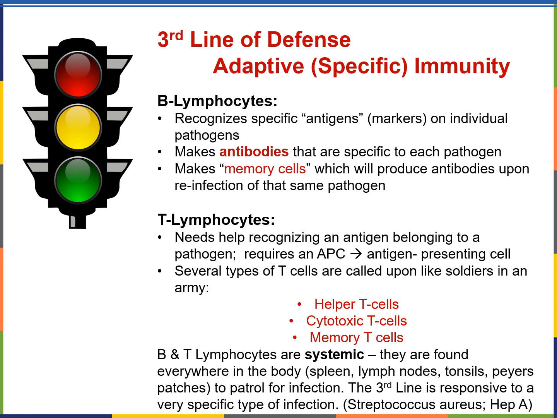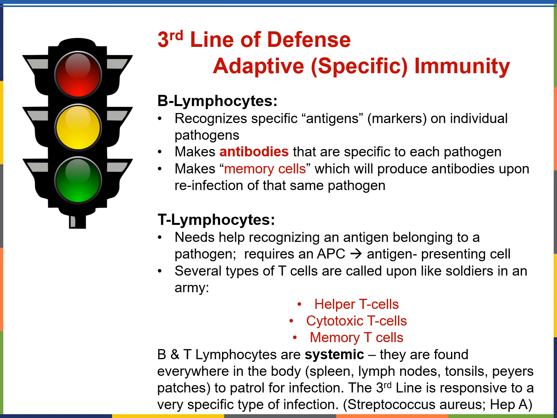So the third line of defense, in comparison to the first and second line, is specific immunity, and it also has another name. It's called adaptive immunity. What that means is the response by the cells of the third line of defense is very specific for the type of antigen that the immune response is being made against.